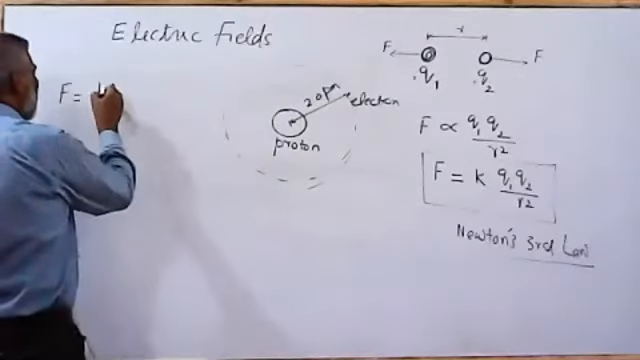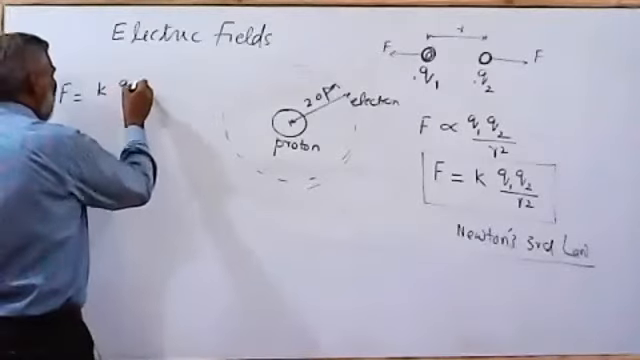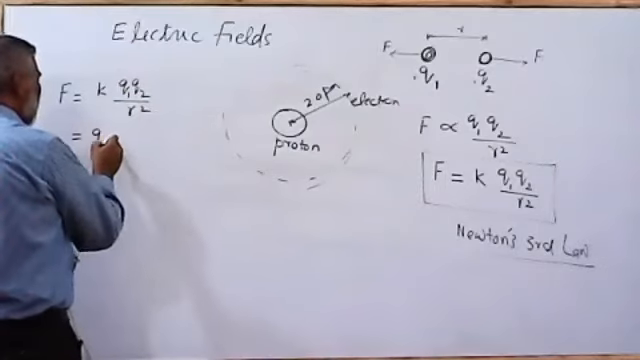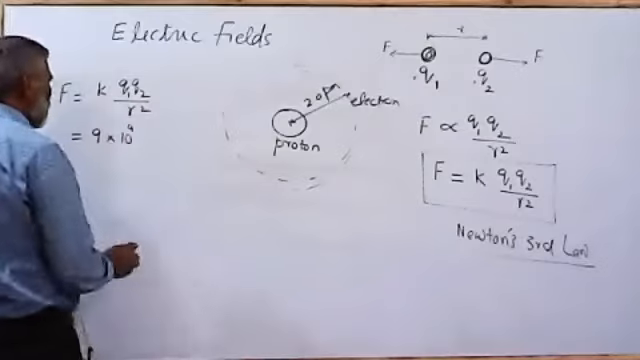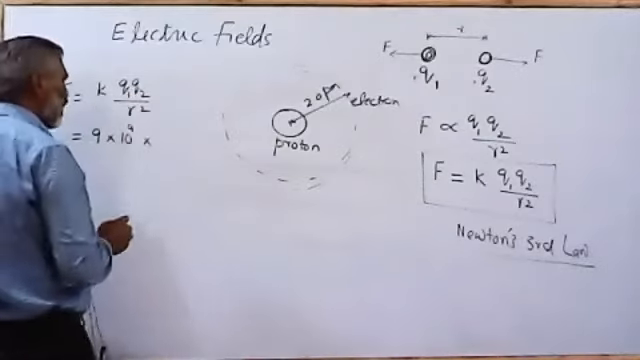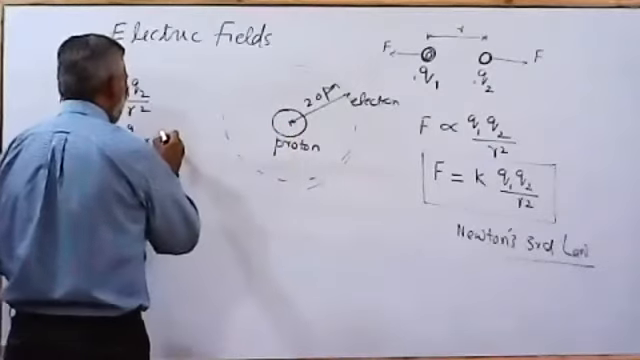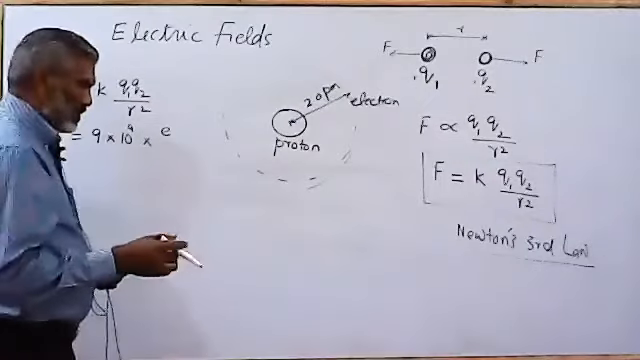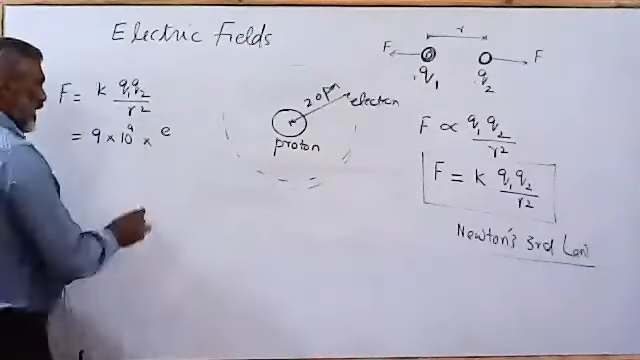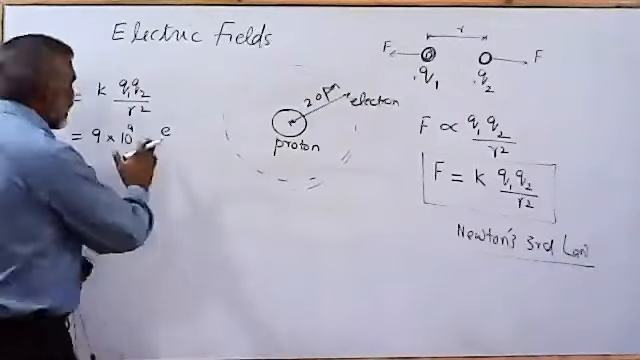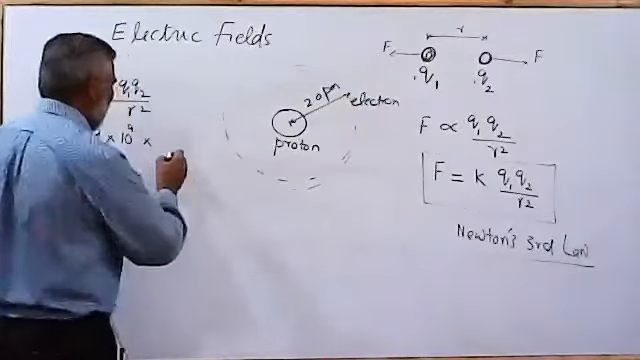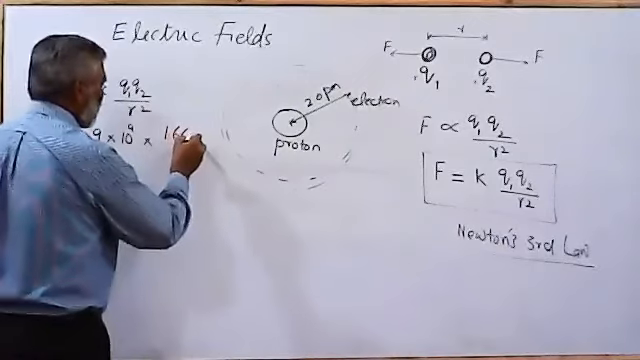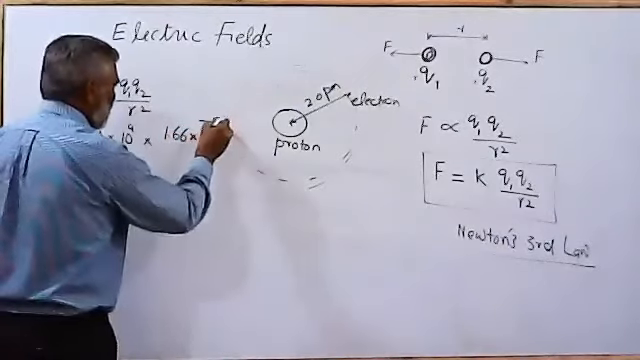F is equal to K Q1 Q2 over R square. Now K is 9 into 10 raised to power 9. This Q1 is charge on proton. This is E. If you go to the data booklet, the charge on proton is written as elementary charge. Charge on electron is written as elementary charge. They both are 1.66 into 10 raised to power minus 19 coulomb.